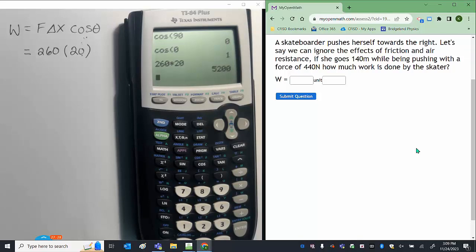There's no mention of an angle here, so I'm not going to worry about it. I know she's pushing herself forward, and so we are just going to assume that our angle here is completely parallel to the direction of her displacement, since it doesn't tell us otherwise. And so we're just going to take her force and multiply it by her displacement. In this case, that's going to be 440 times 140, and again, those are the numbers from the question. And when we multiply those, we get 61,600. And again, work is in units of joules.